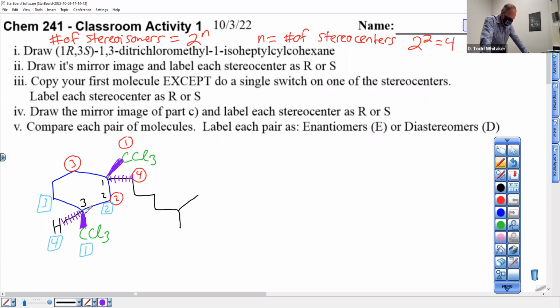Draw its mirror image and label each stereocenter as R or S. I just have to point out one thing before I do this. This is called a right hand. Its mirror image is drawn like this. Pretend there's a mirror between them, and it's called a left hand. If you drew an R stereocenter, guess what its mirror image is going to be? S. If you drew an S stereocenter, guess what its mirror image is going to be? R. I think we're ready.